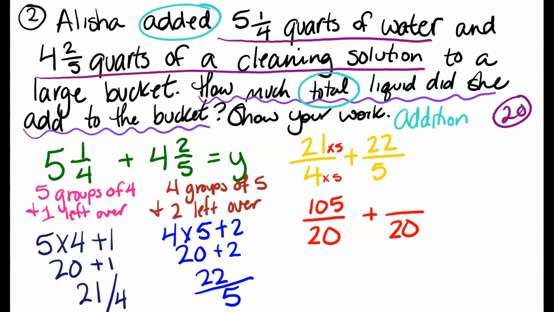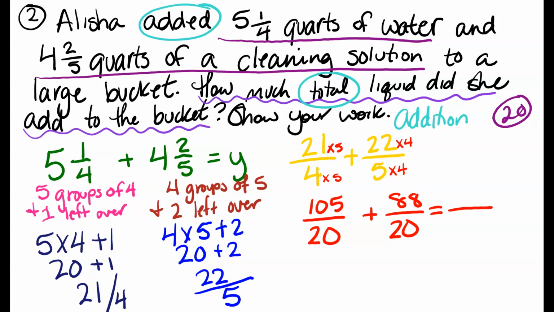And to get to 20 with my 5, I times that by 4. Whatever I do to the bottom, I do to the top. 22 times 4. 2 times 4 is 8. 2 times 4 is 8. 88. And now I can add straight across.